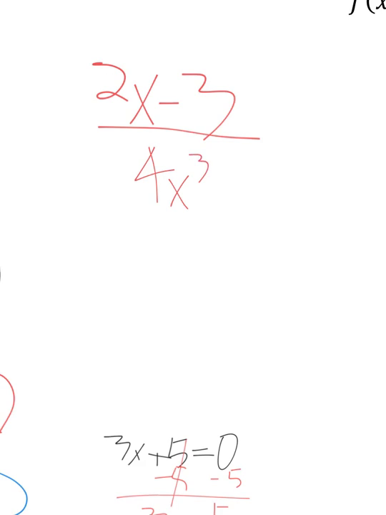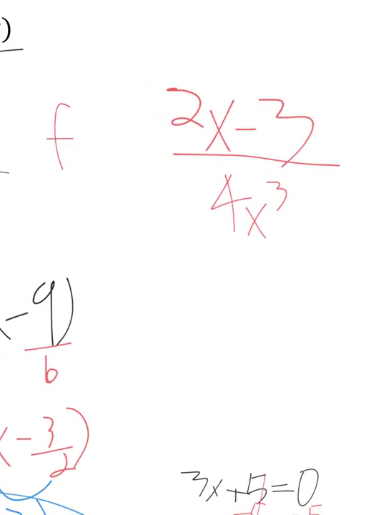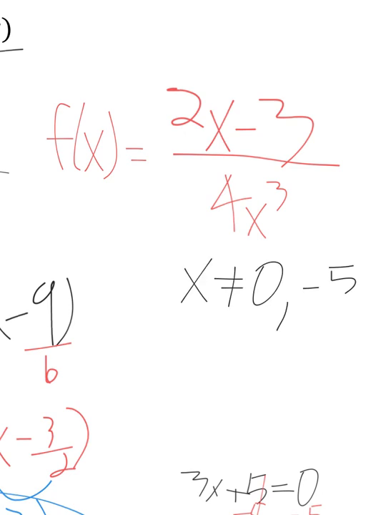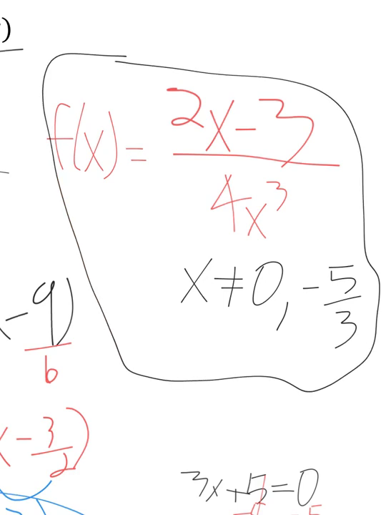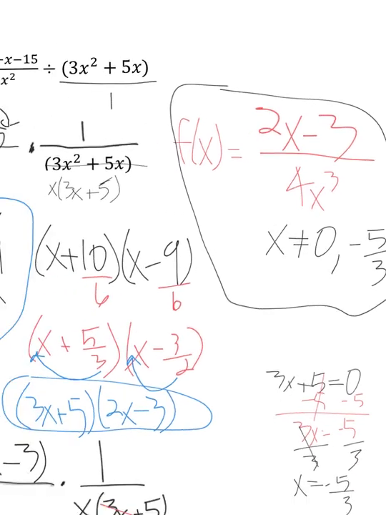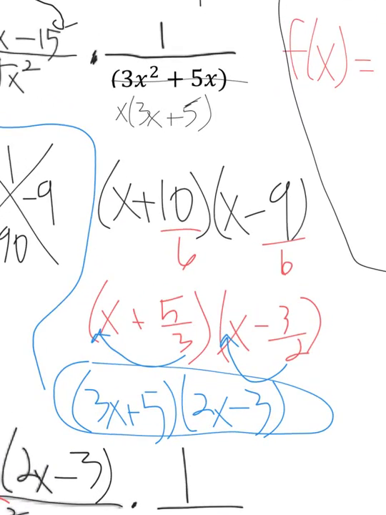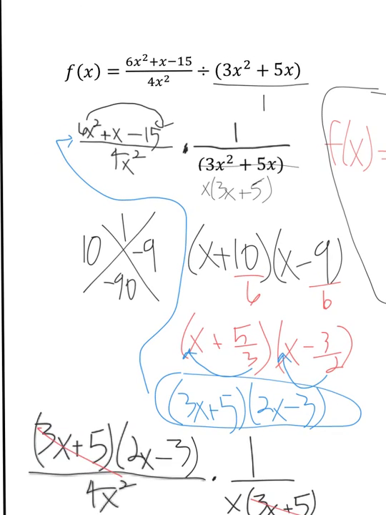Don't forget to write, f of x equals, okay, and then we said that x could not equal 0 or negative 5 over 3. And so that is the final answer in that one. Took a little bit longer to do, but mostly it was because this factoring step took a little bit longer, which that's always going to happen when you have a number greater than 1 for the a value.